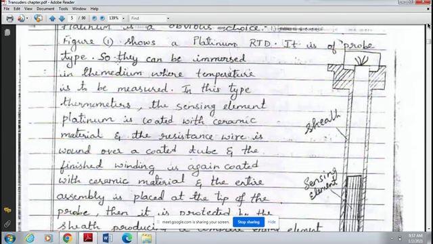This type of thermometer works as follows: the sensing element will be platinum. The sensing element used is platinum, which will be coated with ceramic material, and the resistance wire is wound over a coated tube. We have a tube inside that.